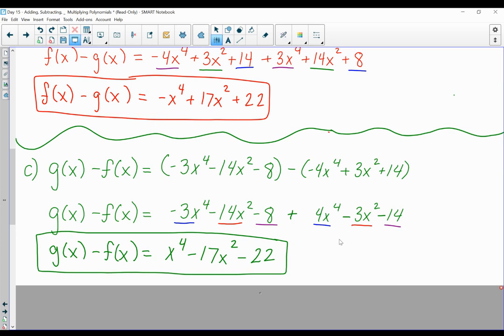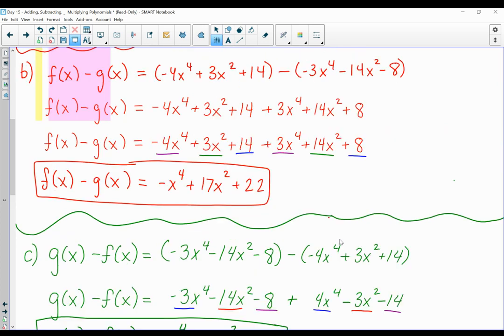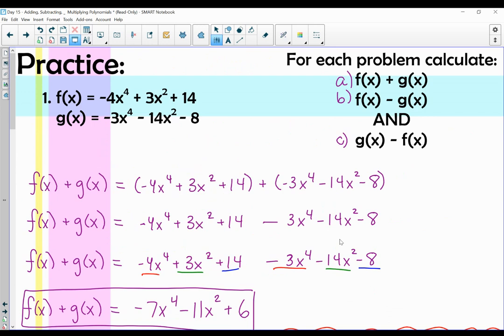All right, so that is the example of how you do addition and subtraction with it written in function notation. So f of x and g of x. So when you get these problems, just do regular addition and subtraction with polynomials, which really comes down to combining like terms. All right, and then for B and C, those types of problems, just make sure you have them in the correct order. All right, good luck.